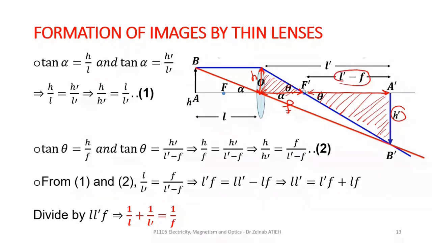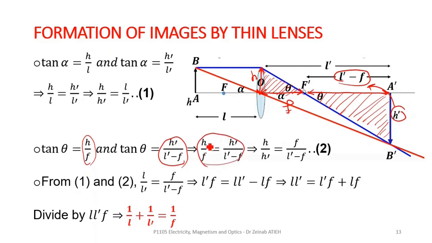Why? Because from O to A prime is all L prime, the position of the image, and from O to F prime it is F. So from F prime to A prime, it is simply L prime minus F. So I will get tangent theta from the second triangle equals h prime over L prime minus F. So here it is. I try to equate these two. I put this equal to this. Okay, so I get this equation.